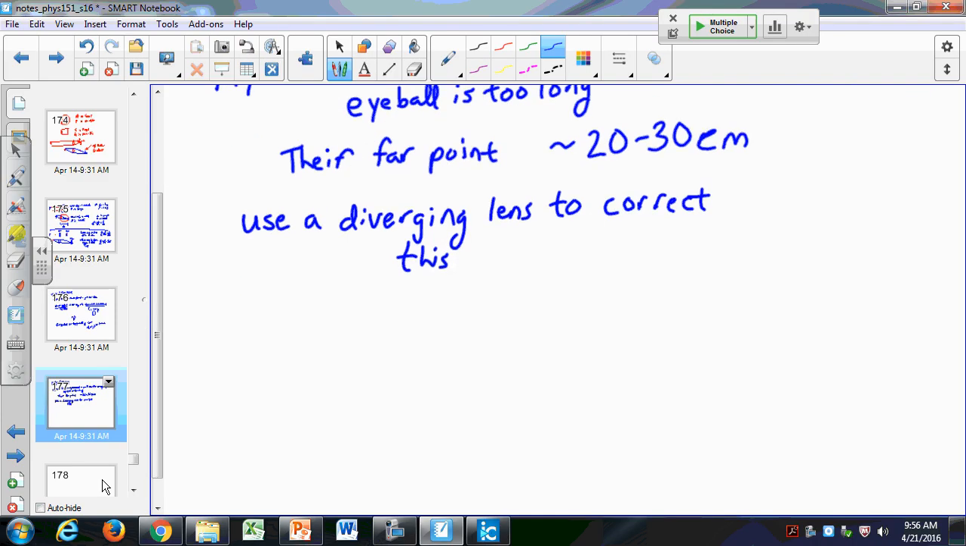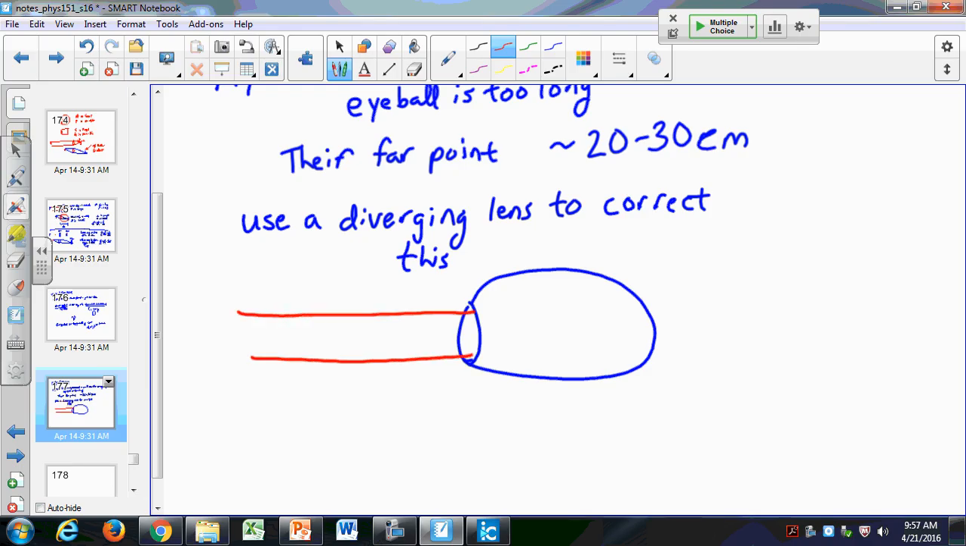Because if you think about somebody with an eyeball that's too long, I'm going to exaggerate this. Say their eyeball is like this. And then if they try to look at something that's really far away, I have these parallel rays that will come in. The parallel rays will focus right here. And so the retina gets those rays after they pass their focal point, and it'll just produce a really fuzzy image or no image at all.